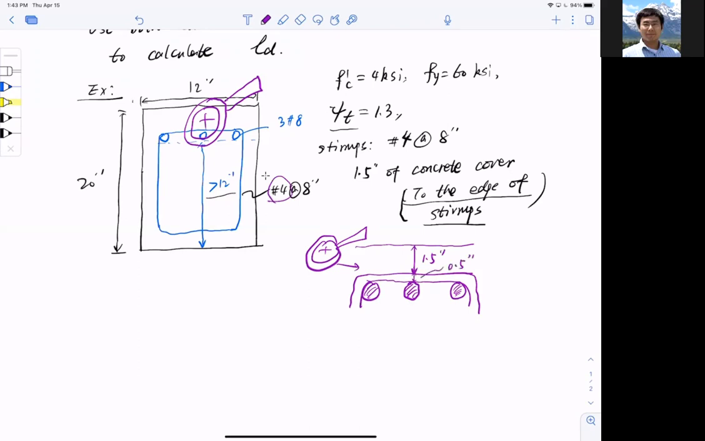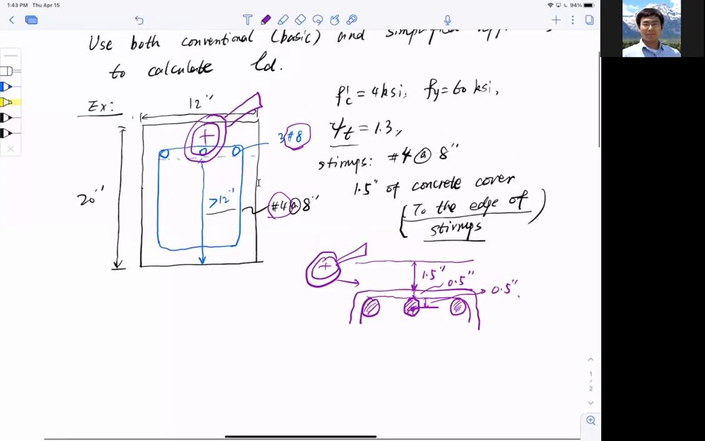And bars number 8. So to the center of bars here, this one is half dB, so 0.5 inch again. Okay, so if I want to say the concrete cover from the edge of concrete to the center of bar, I have 1.5 plus 0.5 plus 0.5. So that's like what, 2.5 inches. All right, but anyway, this is the zoom in. This is zoom in, and we need it. Which I will show later.